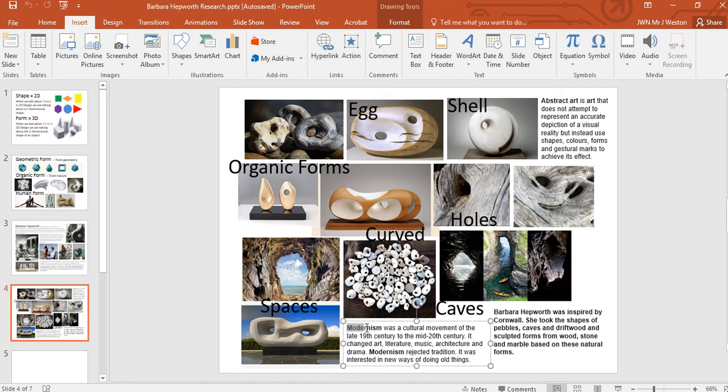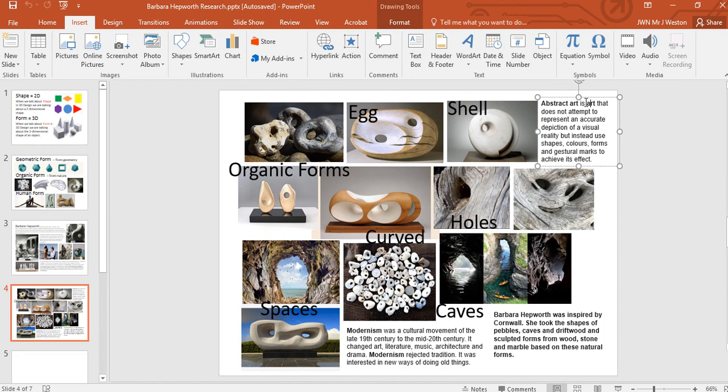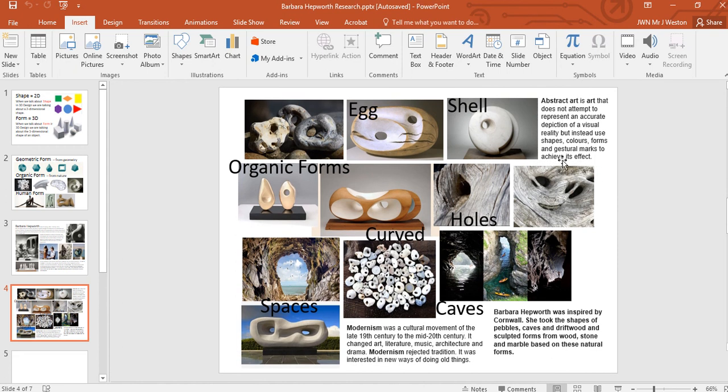So I've got my definition here for modernism. I've got my definition here for abstract art. Again, I will give you some links to some websites to help you with that. But you can see that my definitions are very concise. I've not typed out a lot of text. And again, try as much as you can to type this in your own words.